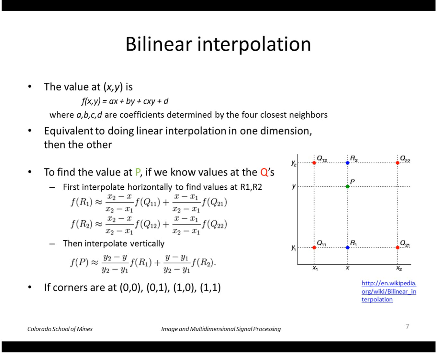So if we assume that the values of Q are at the corners (0,0), (0,1), (1,0), and (1,1), we can always translate our coordinates so that this is the origin. Then this equation simplifies to this. Okay, so this is our bilinear equation that we can use to calculate f(x, y).